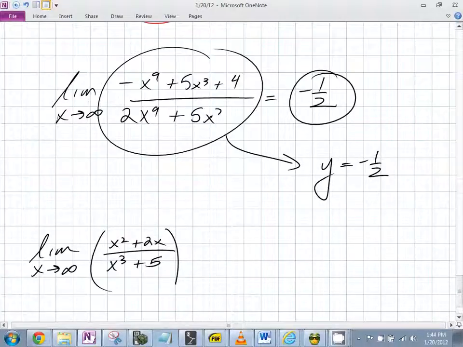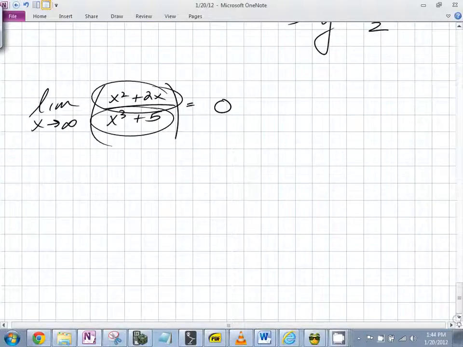So what is this going to be equal to? 0. The top is going to get big, but what's the bottom going to get? Even bigger. That thing will get closer and closer to 0. This is the denominator, this is the numerator. So here's the thing. If the degree of the numerator is equal to the degree of the denominator, so if the degrees are the same, what do you look at?